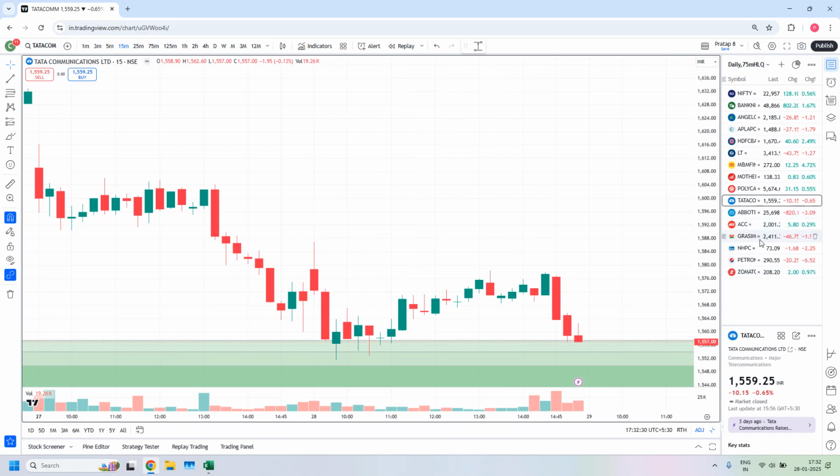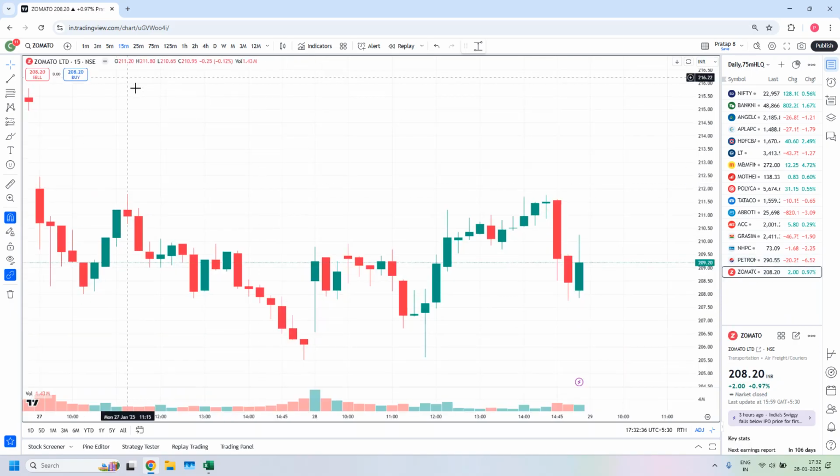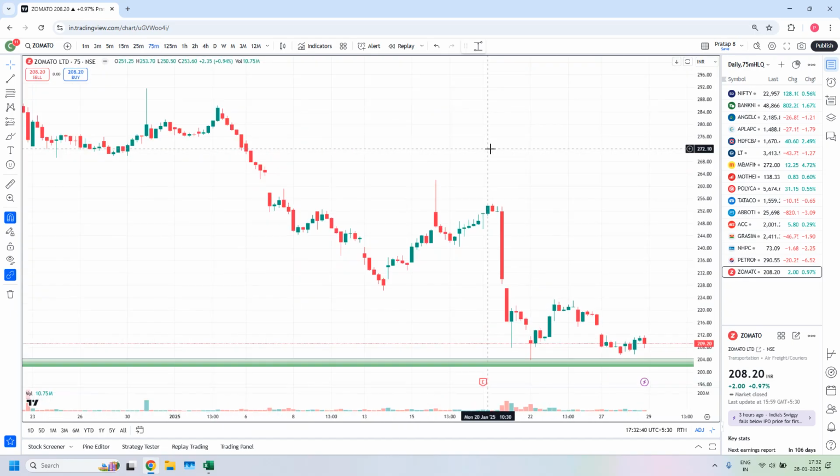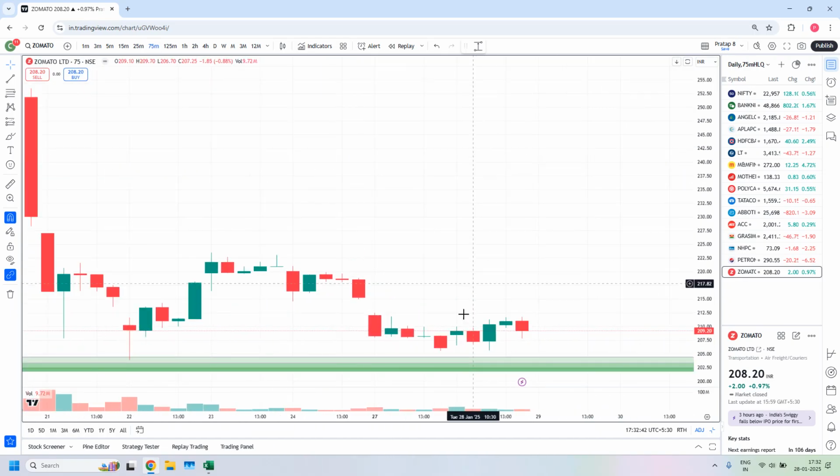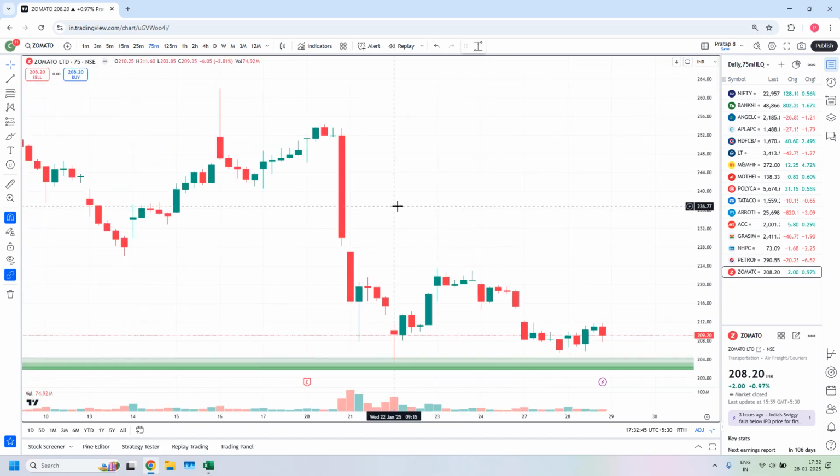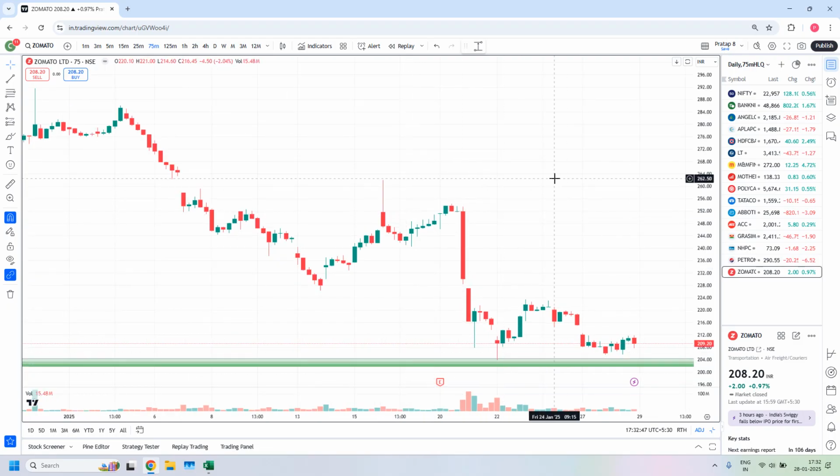About ACC, Grasim, NHPC, Petronet I discussed, violated, and last one is Zomato. Zomato yesterday I think we discussed. Zomato is a 75 minutes trade. We didn't get any trade opportunity today in the Zomato fine tuned area. So these are the high liquidity zones identified.